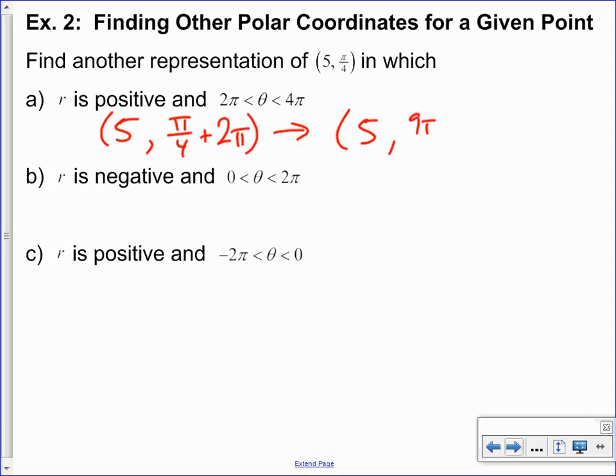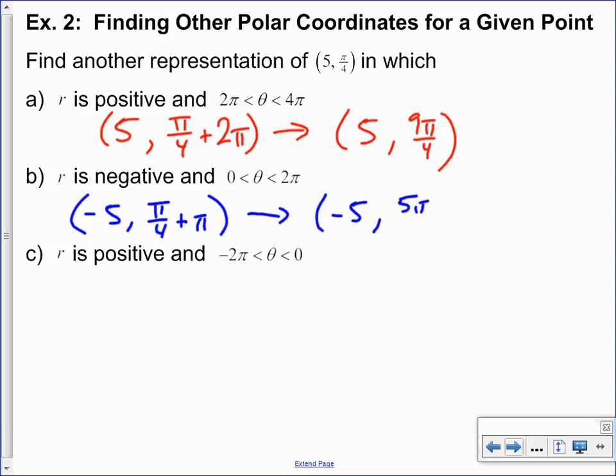5, 5. Okay? So take the same point, make r negative: negative 5. Plus pi, just add 180 to it. So it's negative 5, 5, 4. Alright.